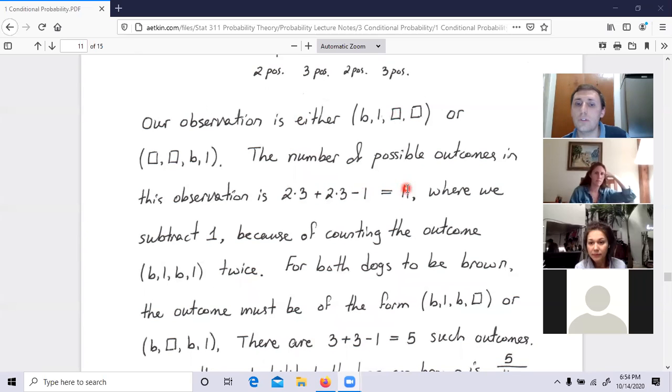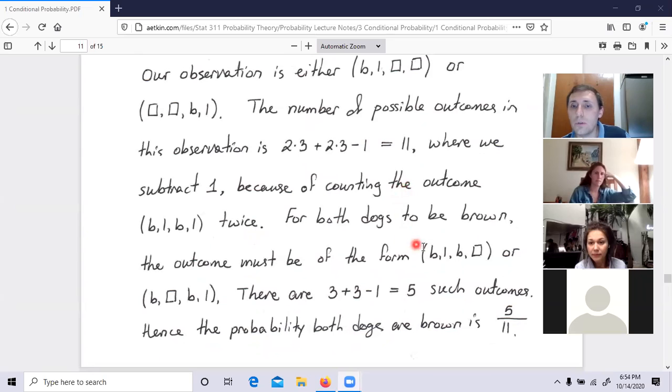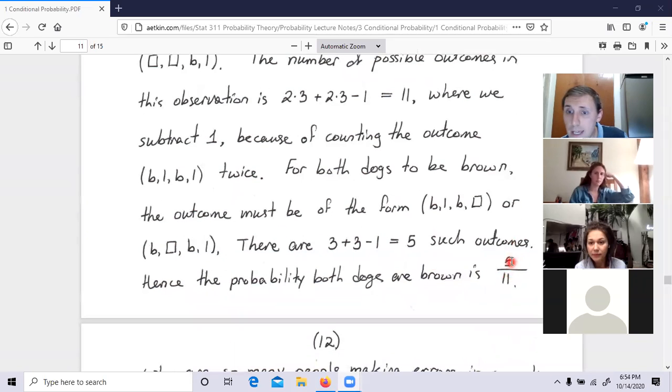How many of those universes correspond to both dogs being brown? That's the type of universe where I observe that both dogs are brown and one of them likes food number 1, right? Iams or something, right? You see that? Are you with me, guys? So how many possibilities? Just like before, there are 3 possibilities here, 3 possibilities here, but 1 counted too many times. So it's 3 plus 3 minus 1, or 5 possibilities. The probability is 5 divided by 11.